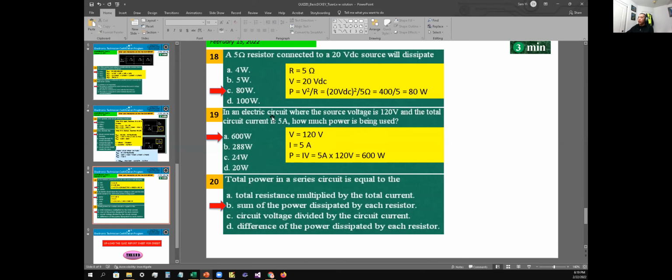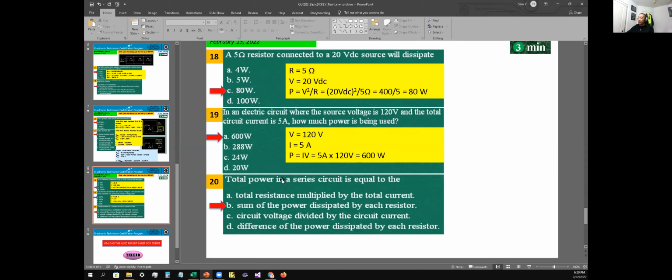Number 19, in an electric circuit where the source voltage is 120 volts and the total circuit current is 5 amps, how much power is being used? Okay, so V equals 120 volts, I equals 5 amps, P equals V times I. So 5 amps times 120 volts would yield 600 watts. So the answer is A, as in apple, for 19.